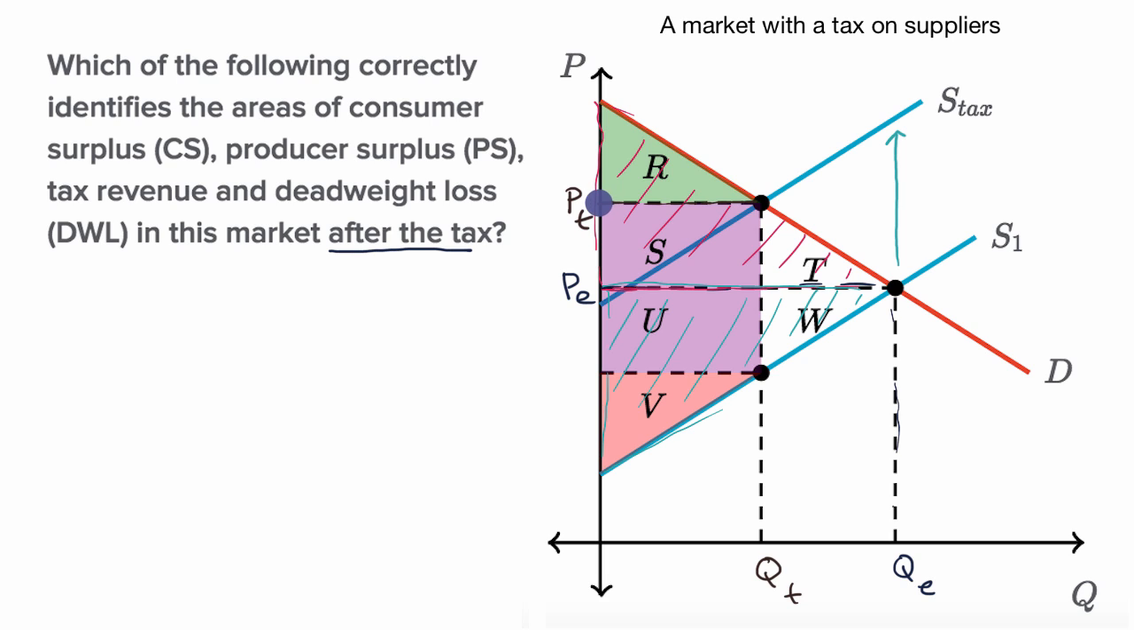So first, let's think about the consumer surplus. Well, the consumer surplus is going to be the region above our new horizontal price and below the demand curve. So that is this region R right over here. You have this consumer right over here who was willing to pay a lot, but still has to pay less than that, even with the taxes. They would have been willing to pay more than the tax, and so they're getting this surplus. And so if you look at the entire market right now, the total consumer surplus after the tax is R. R is equal to consumer surplus, all after the taxes.